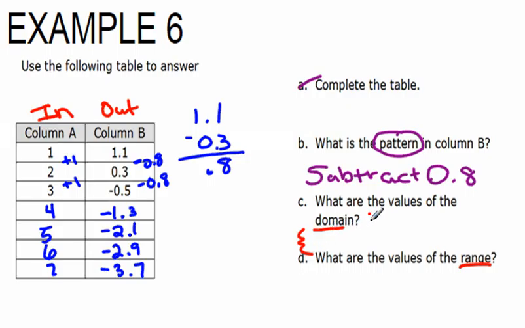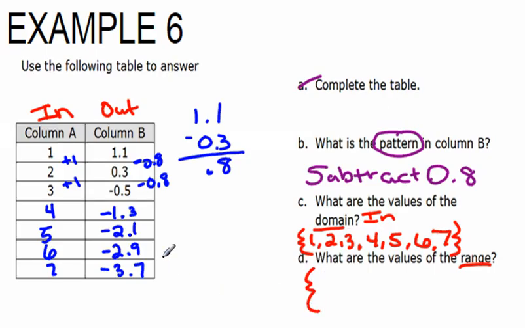Domain, again, is our input. So I'm going to take all the values from column A and list them. 1, 2, 3, 4, 5, 6, and 7. And then the same thing for the range.